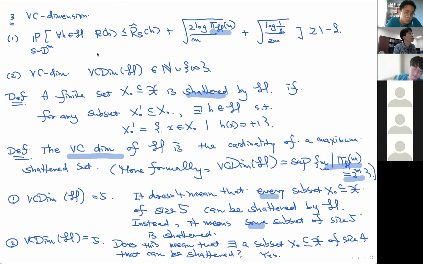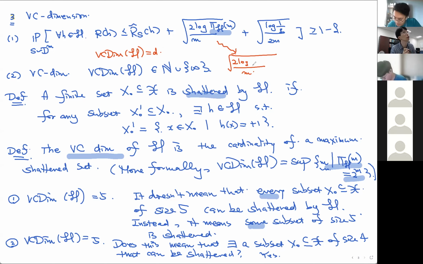If the VC dimension of H is equal to D, then this quantity can be bounded by this 2 log n. So everything is the same except that this growth function can be bounded by this VC dimension, which is em divided by d.